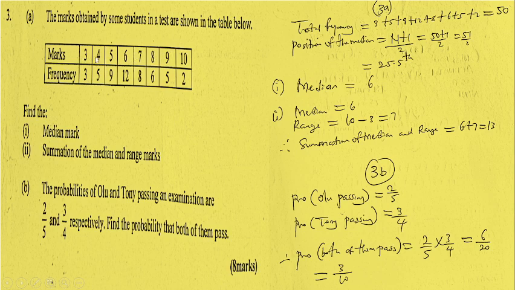Now we need to get the range of these marks. The highest number is 10, and the least mark here is 3. So that means the range will be 10 minus 3, that gives us 7.